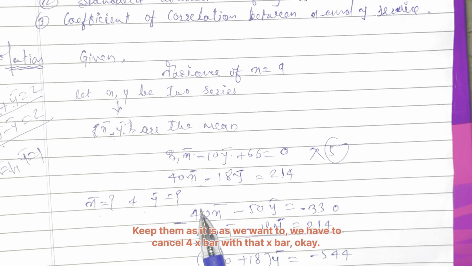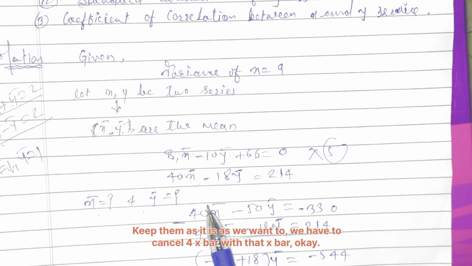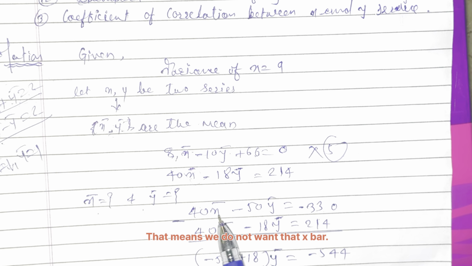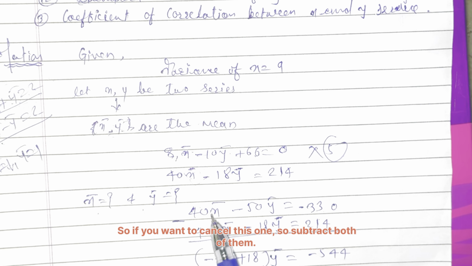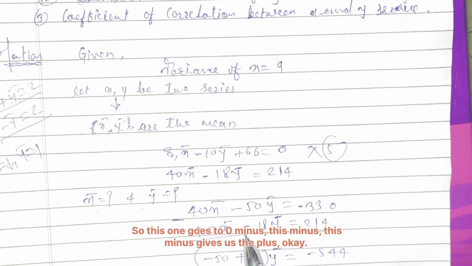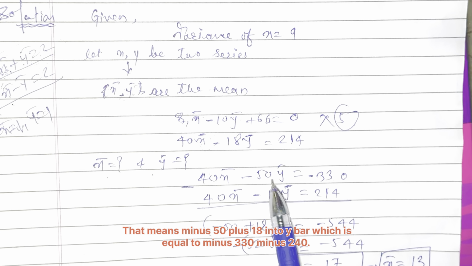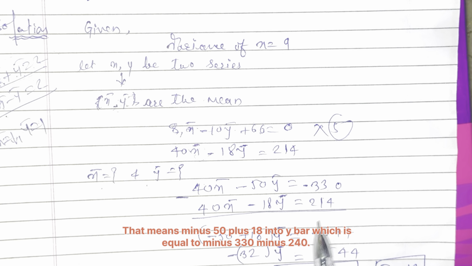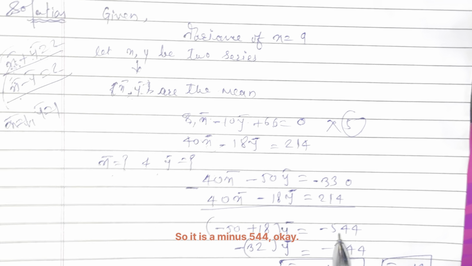Keep them as they are, as we have to cancel 40 x bar with that x bar. That means we do not want that x bar. So if you want to cancel this one, subtract both of them. This one goes to 0, minus this minus gives us the plus. That means minus 50 plus 18 into y bar, which is equal to minus 330 minus 240. So it is minus 544.